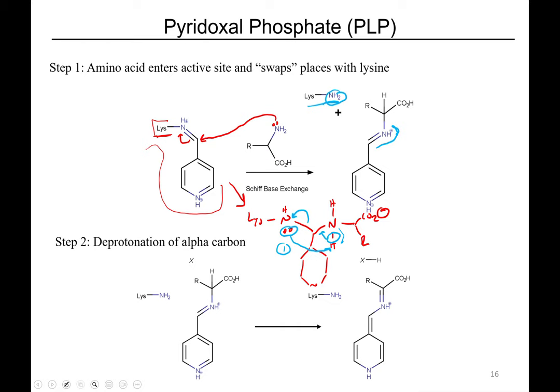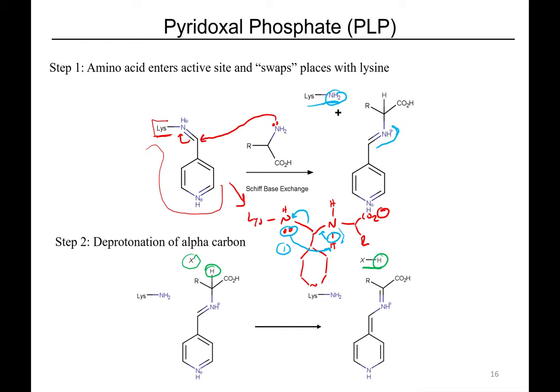The Schiff base between the lysine side chain of the enzyme and our cofactor is replaced by the incoming amino acid. This is the same every single time. Okay? In our second step here, what we see is that, let me use a different color. What we see here is that we're shown a general base, and during this reaction, the general base gets protonated. Okay? The proton comes from the alpha carbon of our amino acid. So what we see here is that this proton ends up on our general base.